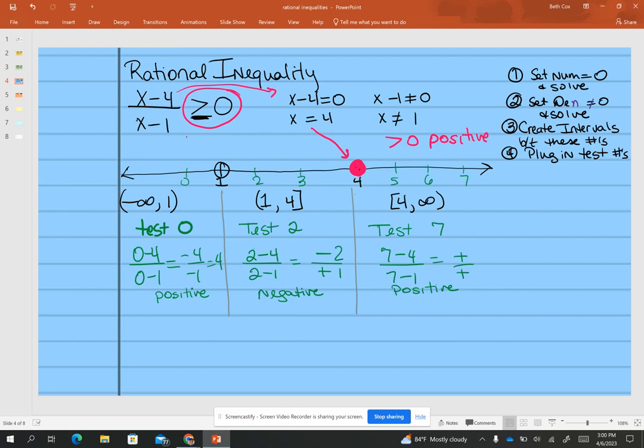So let's find the sections where we have positive. This interval produced positives, and this interval produced positives. So my answer is negative infinity to 1, open, parentheses there, and then 4 to infinity, with the union. This one's closed, and this one's considered open. So there's that one. Let's try another one, a little bit more complicated.